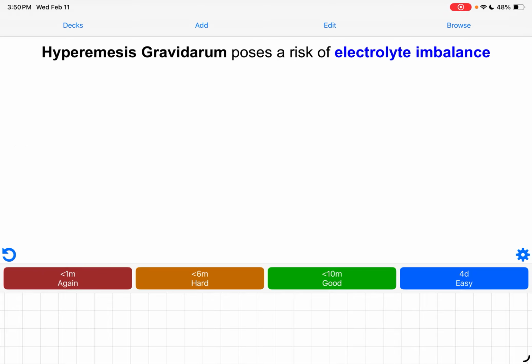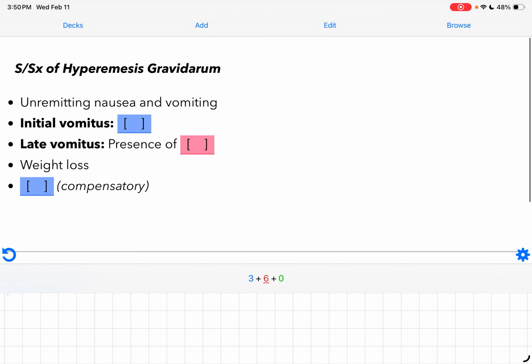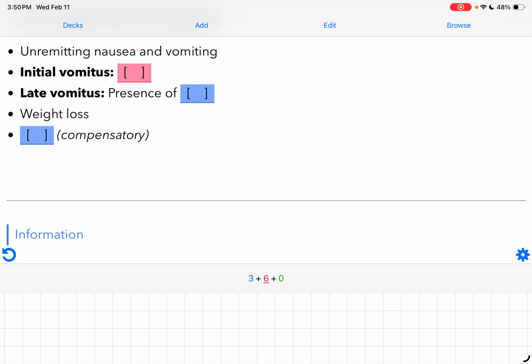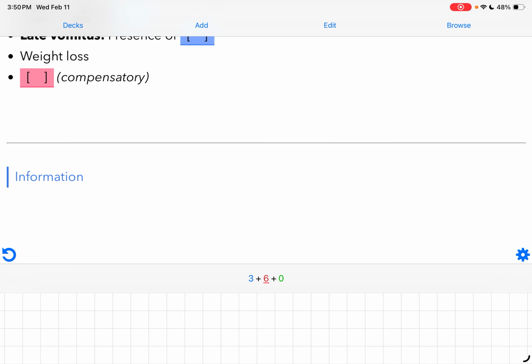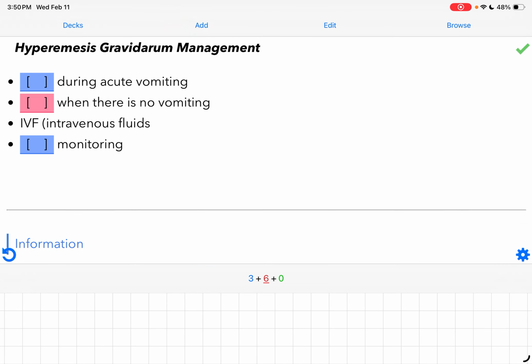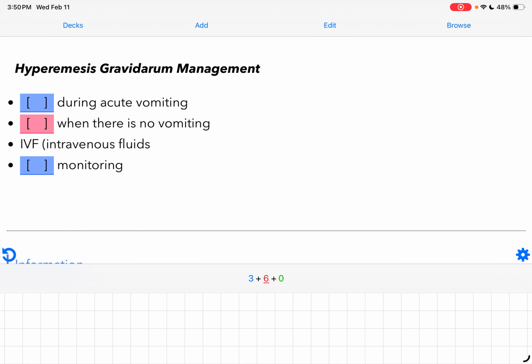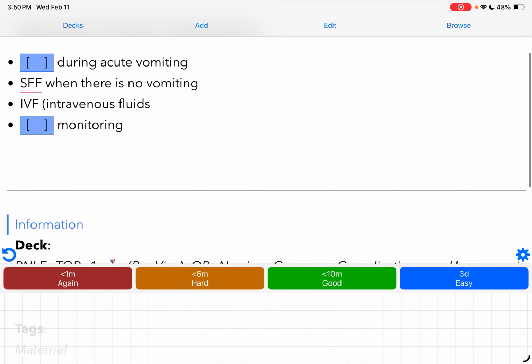Poses a risk of electrolyte imbalance. Late vomitus, presence of bile. Initial vomitus is undigested food. Compensatory is tachycardia. When there is no vomiting, what is the management? Drinking water, SFF.